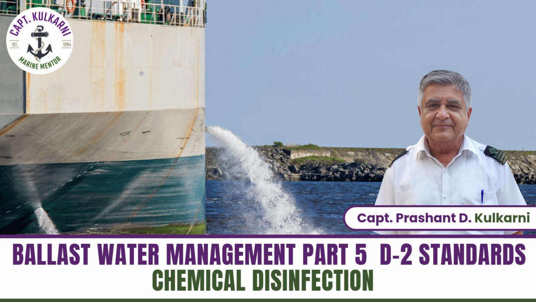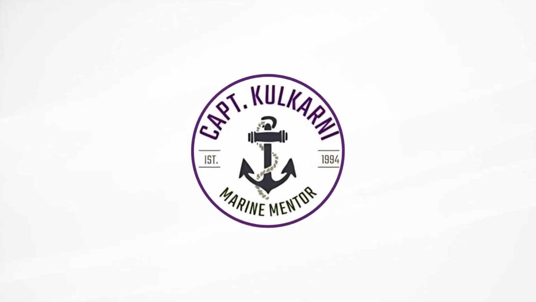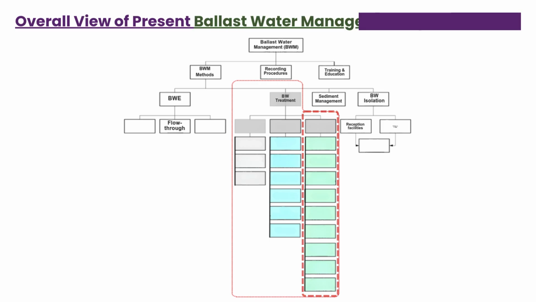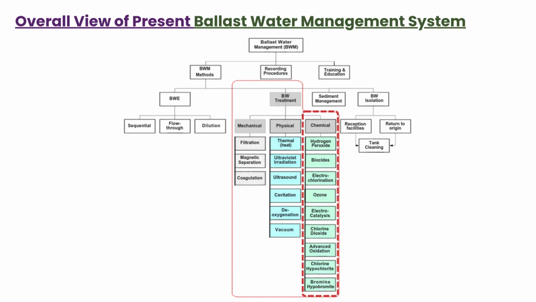And you can see in the next page, we have already cleared the mechanical and physical part of the ballast water treatment, and this is the third and the last part of the ballast water treatment, which is chemical. In chemical, there are different types of chemicals used, which we are going to discuss.